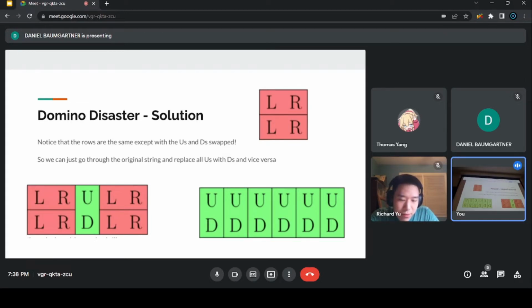And then for the left and right dominoes, you can just notice that once you fix the top 2 squares, there's no way you can fill the bottom 2 squares without eventually somehow overlapping it. So basically, you can just kind of copy the LR onto the second row. So does that make sense? Are there any questions? No? Okay. So moving on to the next problem.